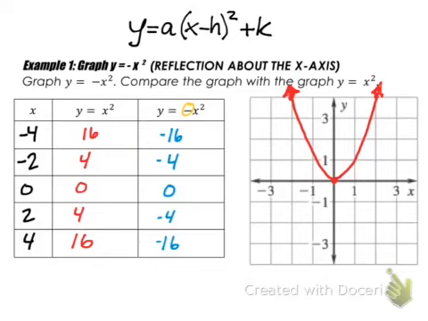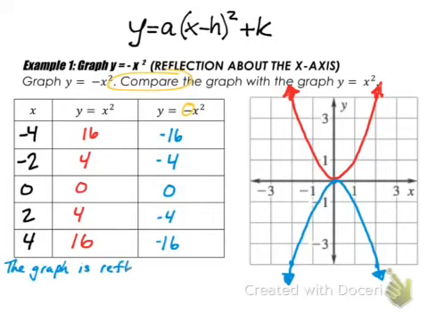So when I graph it, notice how it's the same exact shape as my parent function, except that the graph is now reflected. The negative sign in front of that x squared makes our graph reflected about the x-axis. So when we actually write our comparison, we're going to say that the graph is reflected about the x-axis. And that's because we have the negative in front of that x squared.